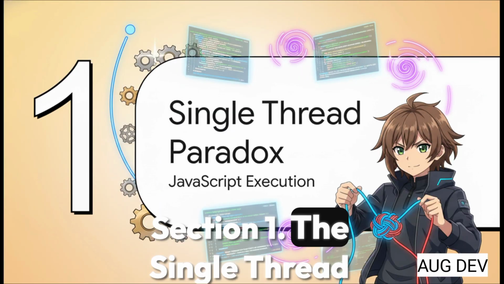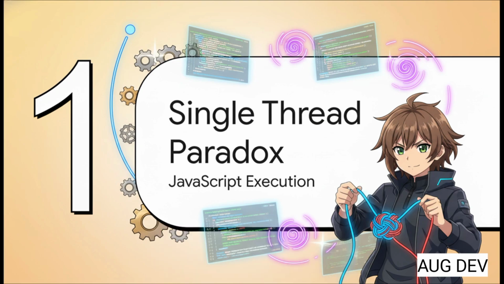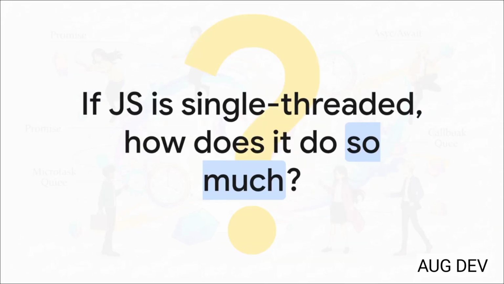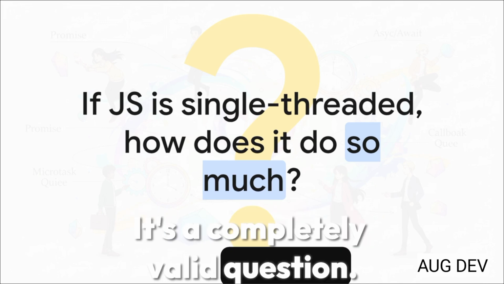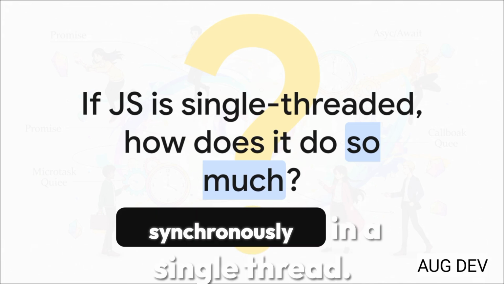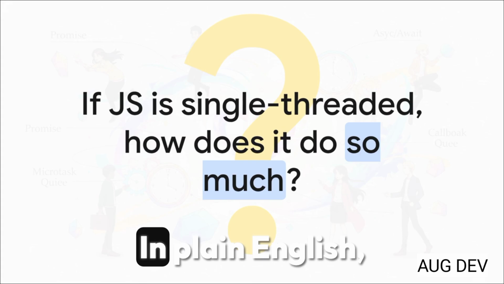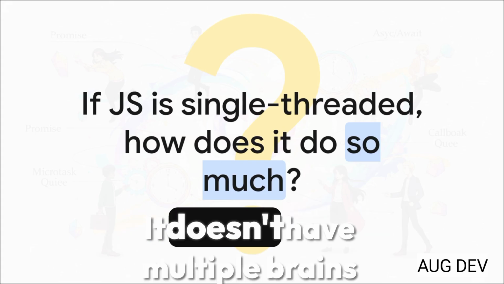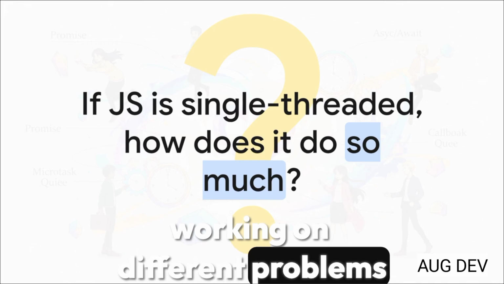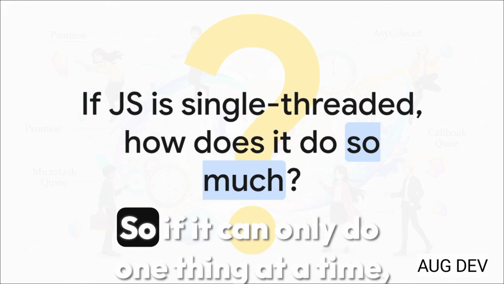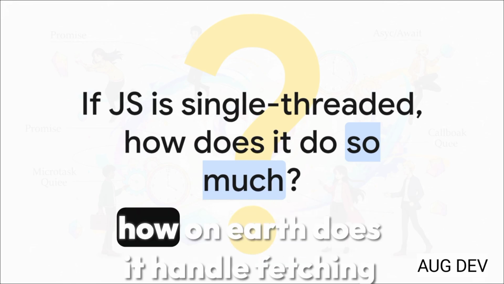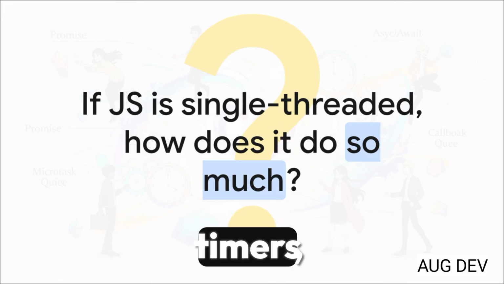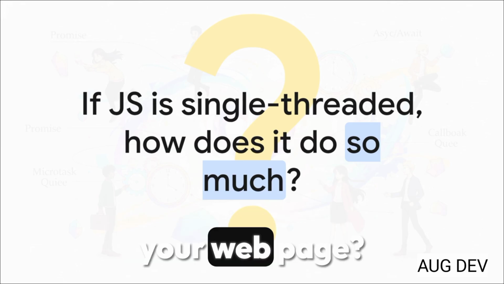Section 1. The single-thread paradox. So, if JavaScript is single-threaded, how does it do so much at once? It's a completely valid question. JavaScript executes code synchronously in a single thread. In plain English, that means it can only process one single command at a time. It doesn't have multiple brains working on different problems simultaneously. So, if it can only do one thing at a time, how on earth does it handle fetching data from an API, responding to user clicks, and running timers, all without completely freezing your web page?